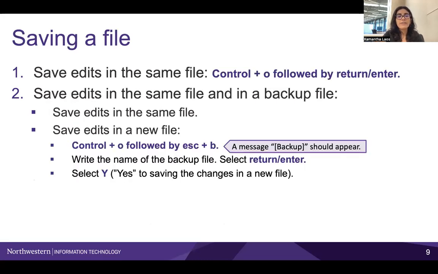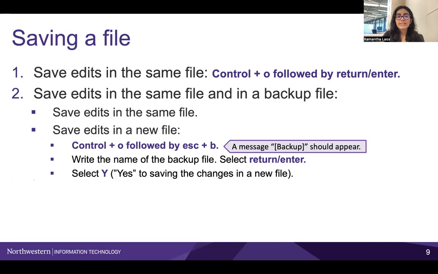So now that you have edited the file, you probably want to save it. If you want to save the edits in the very same file, then you can press Ctrl-O followed by the key Return or Enter. If you want to save the edits both in the same file and in a backup file, then first you need to save the edits in the same file, as I just explained, and then you need to save the edits in a new file.